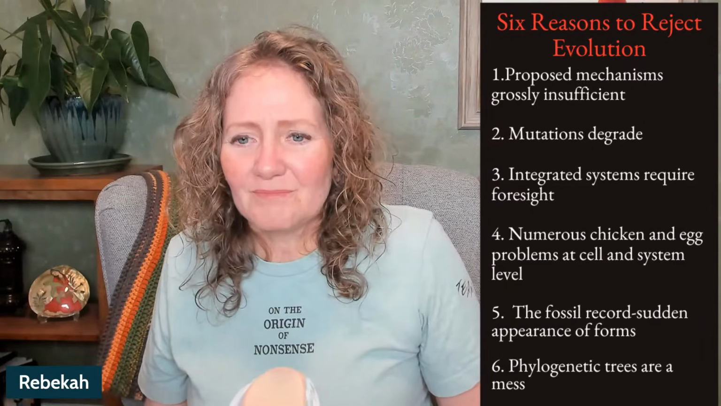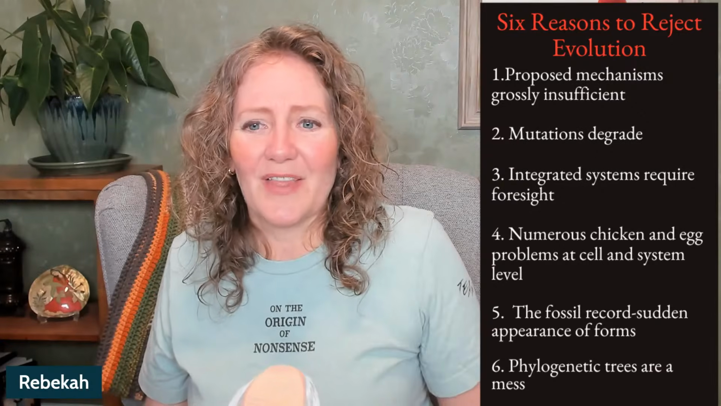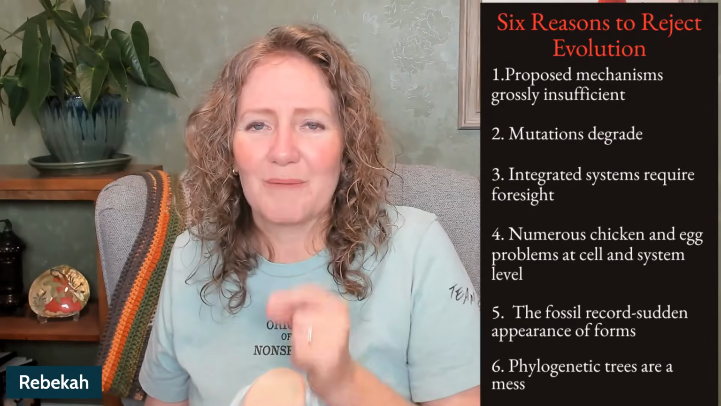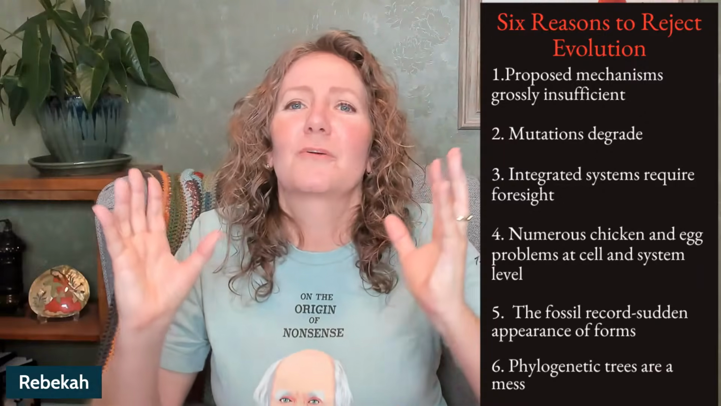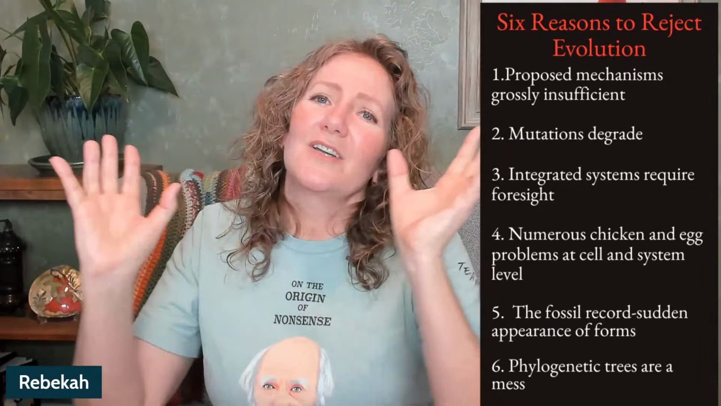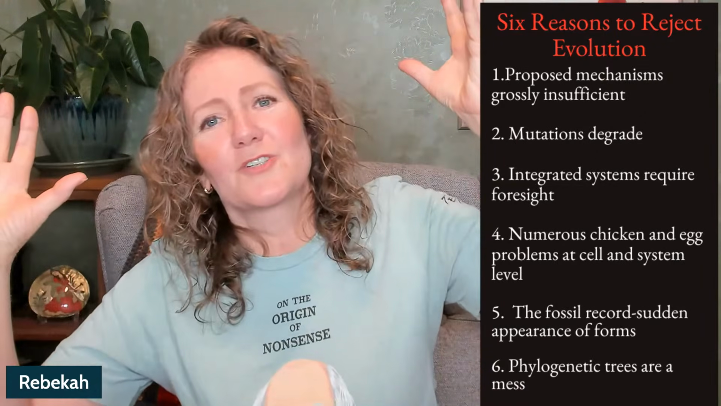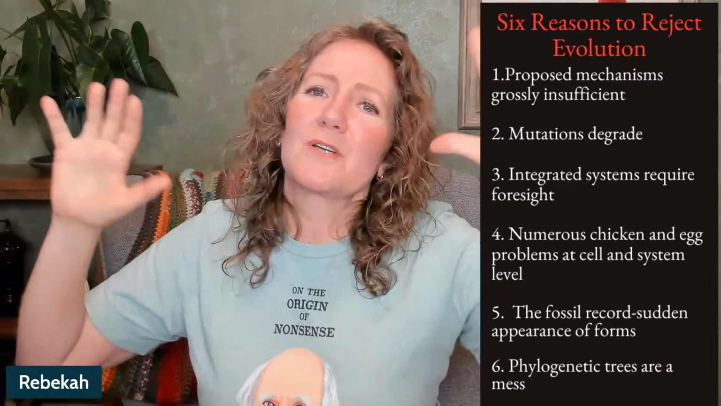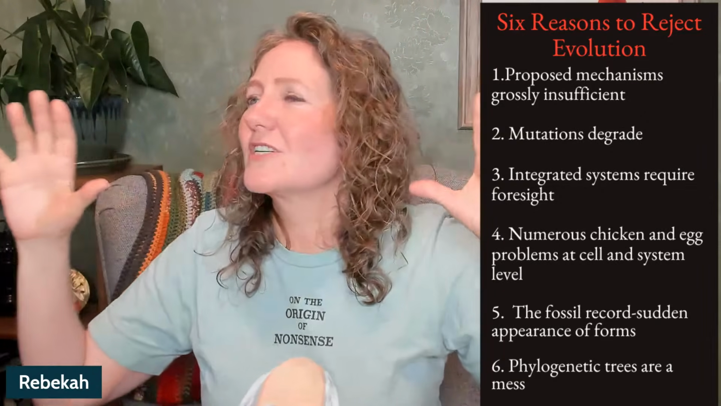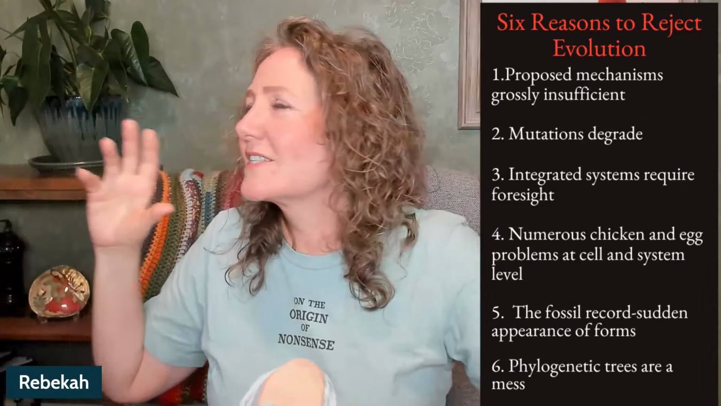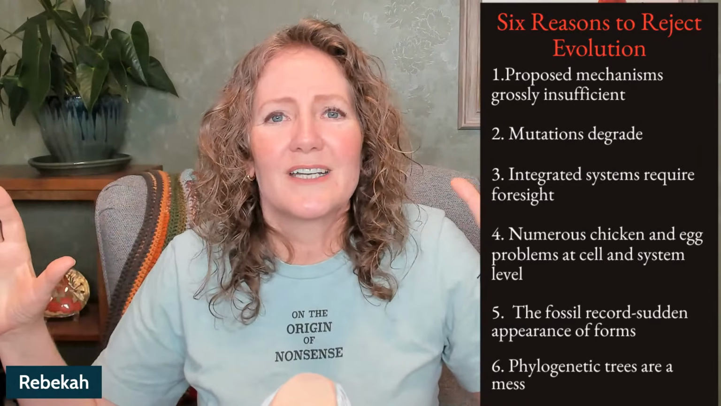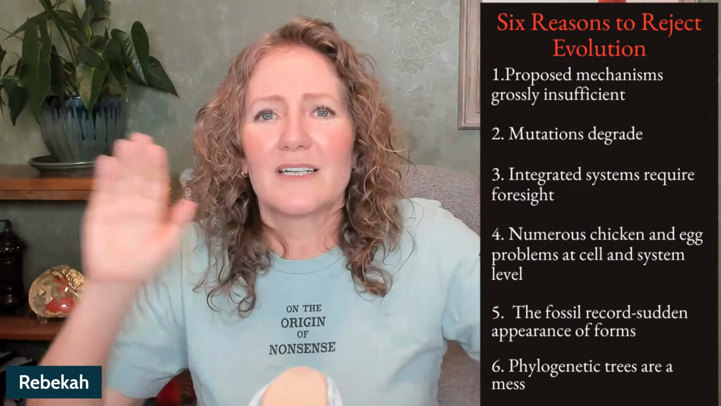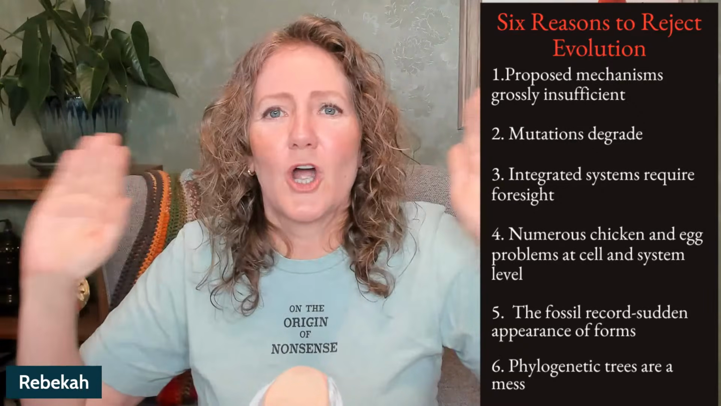All right. The final one is that the phylogenetic trees are a mess. Life is supposed to have evolved from a common ancestor and go out to this beautiful spreading tree, and we've grouped all these animals according to their genetic and morphologic similarities. The problem is, the tree is a mess. At every branch, you have contradictions.